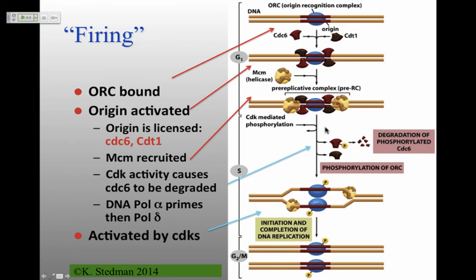Once this has happened, now the kinases will phosphorylate these, particularly CDC6, of these licensing factors and the origin recognition complex. And what this says is, hey, we just started to replicate here. Don't start here again until you're all the way through S phase and basically all the way through the cell cycle, until you're ready for the exam on Friday.